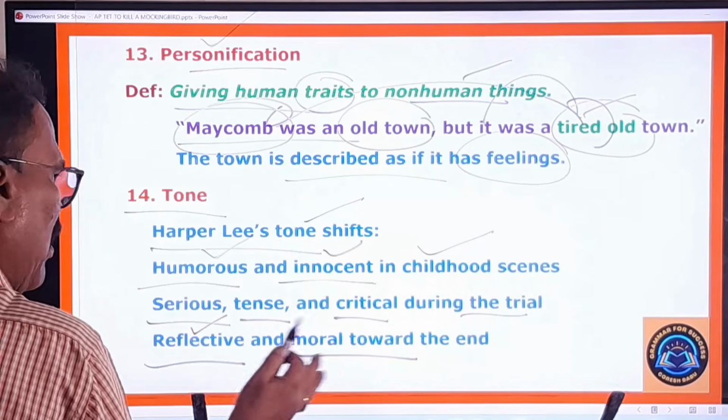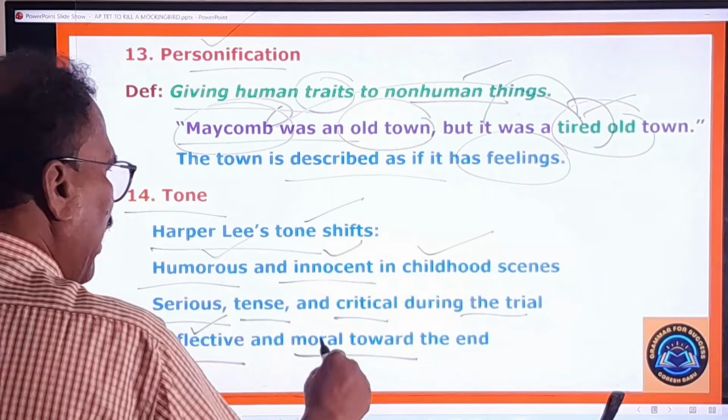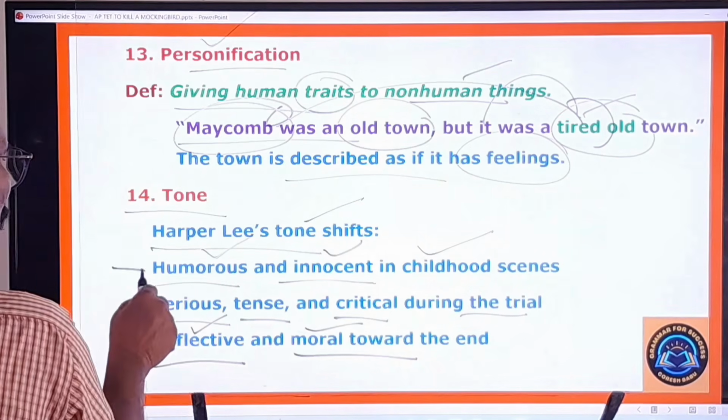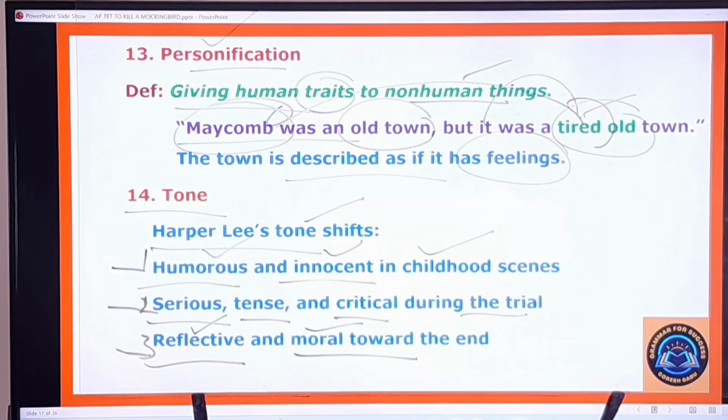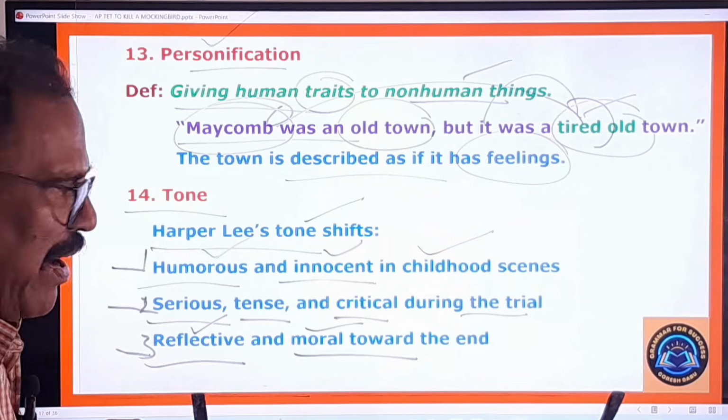At the end of the novel, the tone will be reflective and moral. So in this way, there are three types of tones you can find in this novel To Kill a Mockingbird. Now let's go to the last literary device.